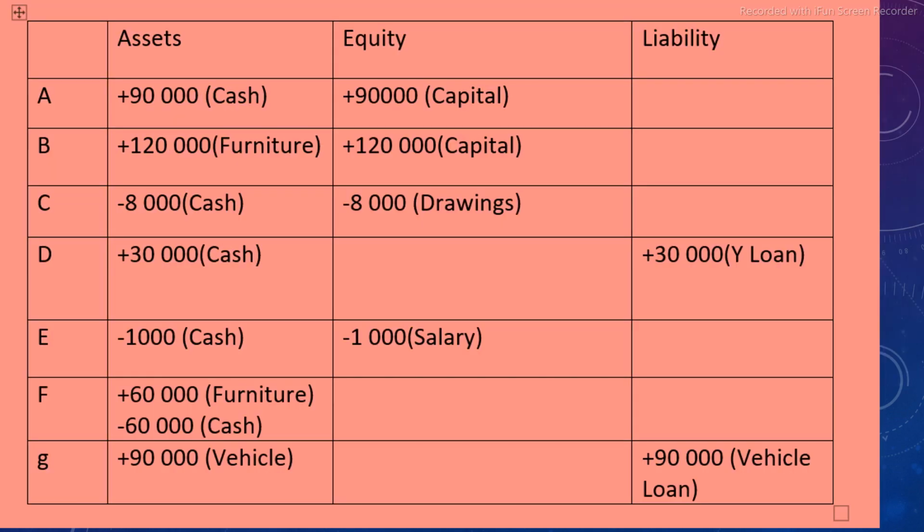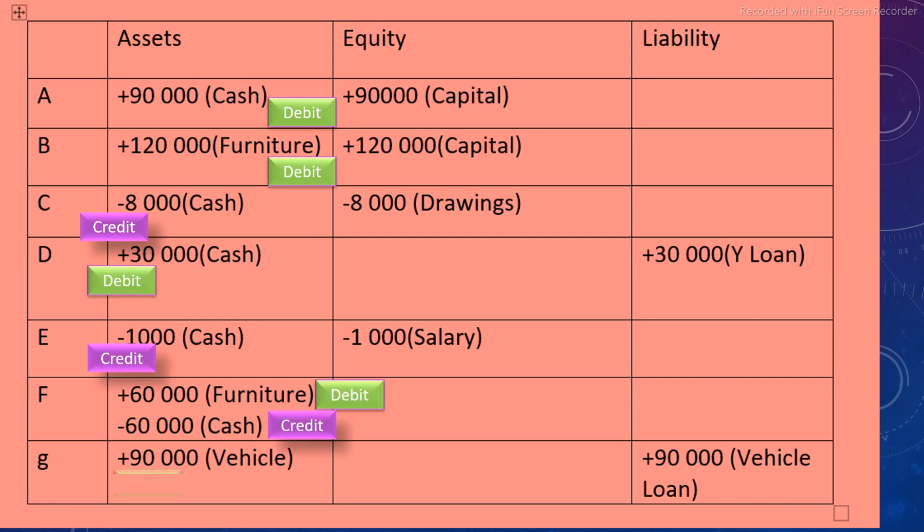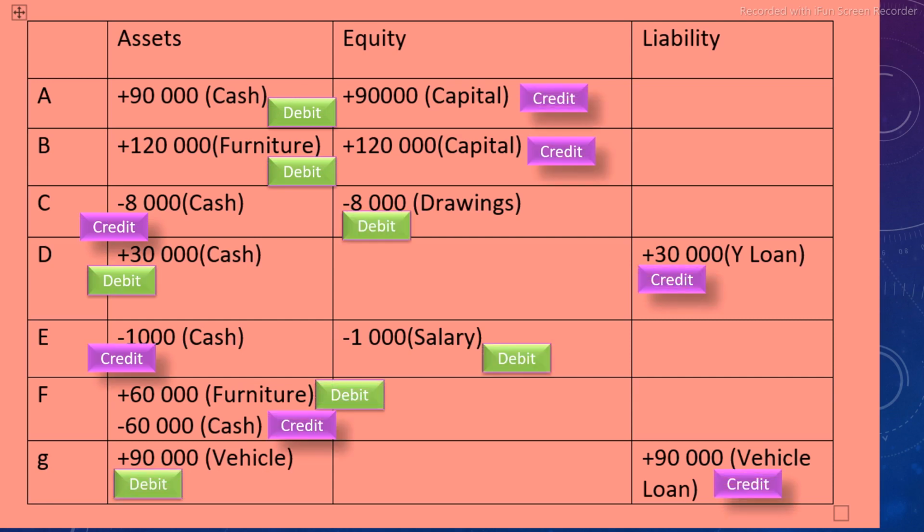This one we already marked the debit and credit. We discussed the same question. So if you come to the double entries, how does the double entry come? Cash account debit 90,000, capital account credit 90,000.